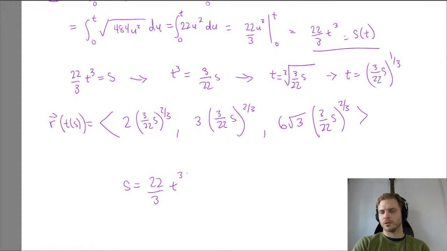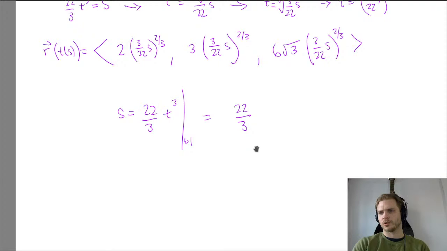So s is going to be equal to 22/3 t cubed. We'll evaluate that when t equals 1, which gives us 22/3. Then we'll do s equals 22/3 t cubed when t equals 4, which is the other bound. And we get 22/3 times 4 cubed, which is 64.